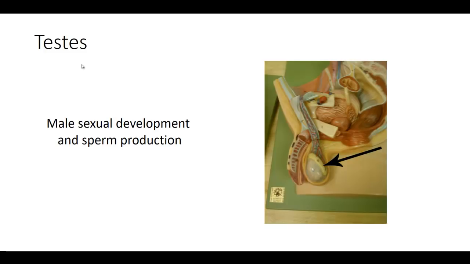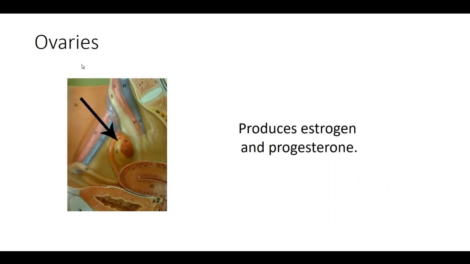Testes, it's male sexual development and sperm production. Testosterone is the hormone that causes more masculine features, which is why men look more masculine, obviously, than women. Testosterone is also important in the process of building muscle, so on and so forth. Actually, the ovaries produce estrogen and progesterone. If testosterone is more male oriented, estrogen is the opposite and is more female oriented.